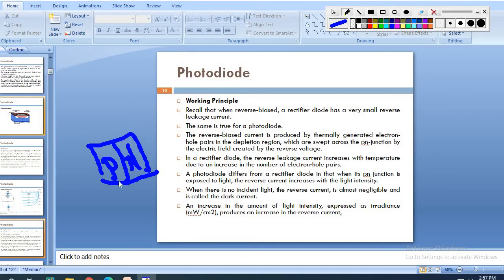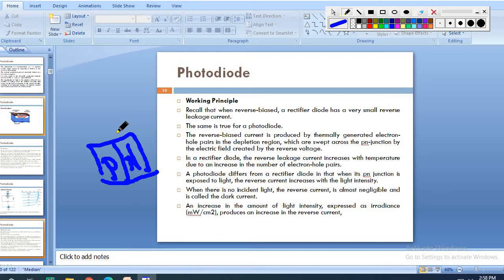In between these two, when I am applying the reverse bias condition, there is a depletion region. So the reverse bias current is produced by thermally generated electron hole pairs in the depletion regions. The charges present in these depletion regions are free charges. If I combine these hole and electron pairs, then I generate a reverse saturation current.